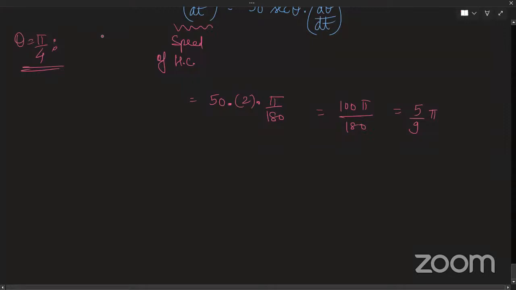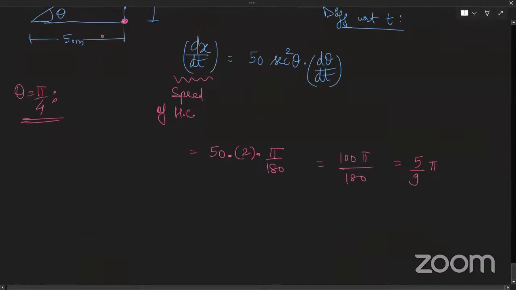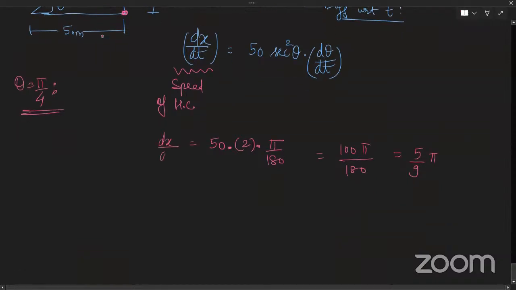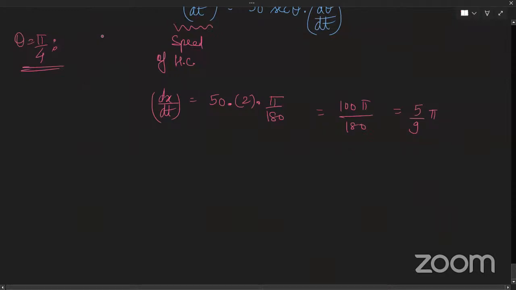And can you tell me what will be the unit in which I'll be getting my answer? Radian per second? I'm measuring the speed of the helicopter. It will be meter per second, right?